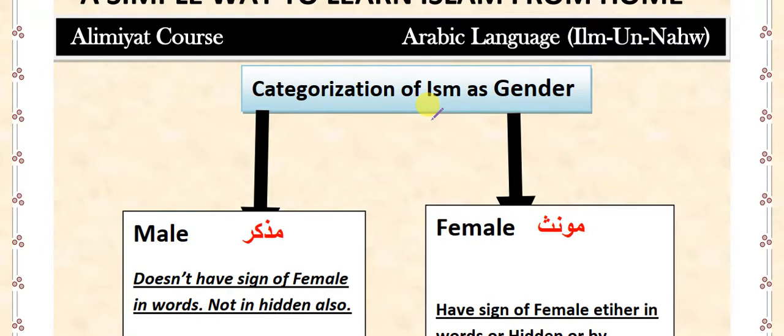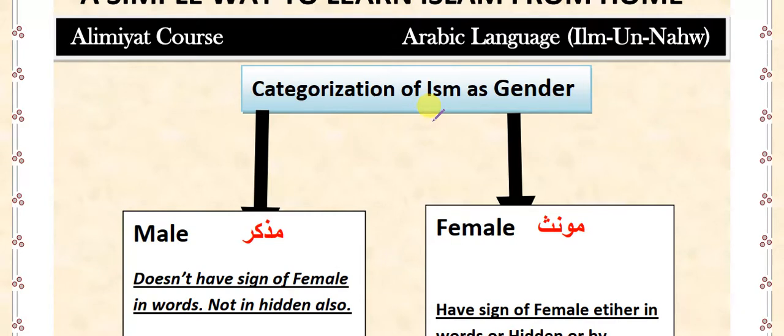They are neutral. We will, inshallah, learn more about fail in ilmus sarf, where we discuss all things about fail. But currently we are studying ilmun nahw, in which we are only going to deal with ism and harf. So in ilmun nahw we are dealing with the categorization of ism as gender, where we will learn about male and female, and how to recognize which ism is male and which ism is female.